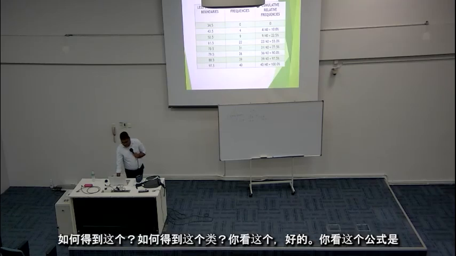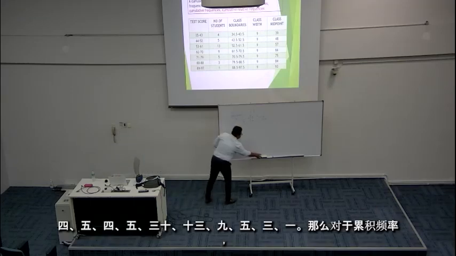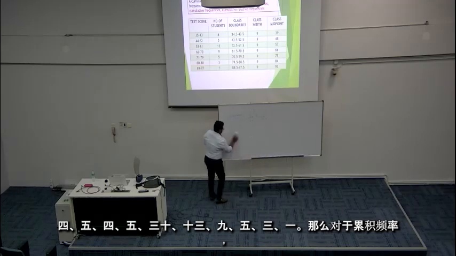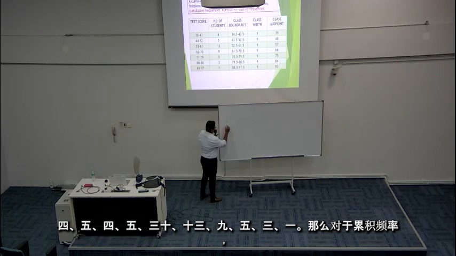How to get this? How to get this class? You see this formula is... four, five, 30, 13, 9, 5, 3, 1.